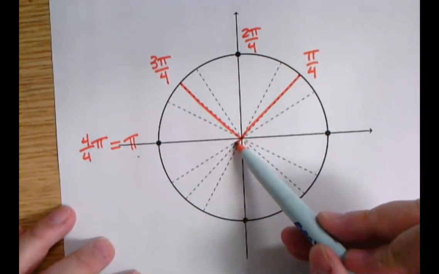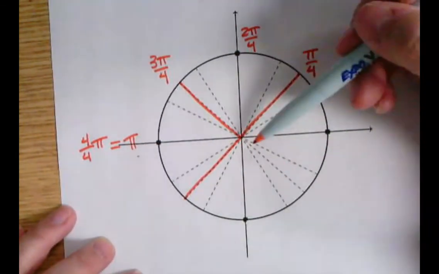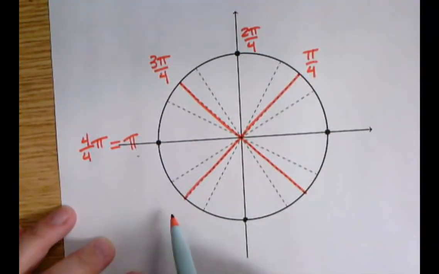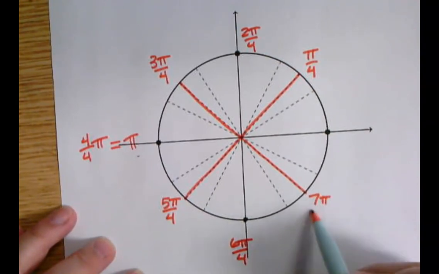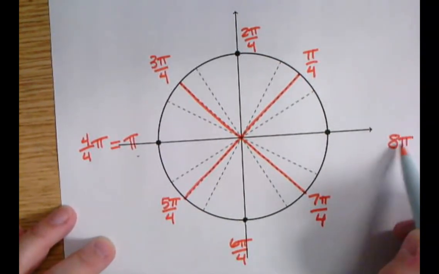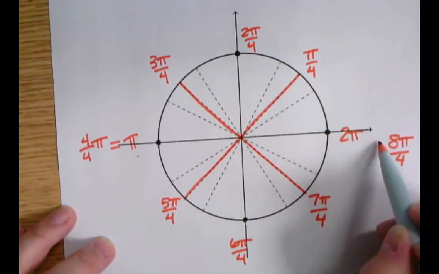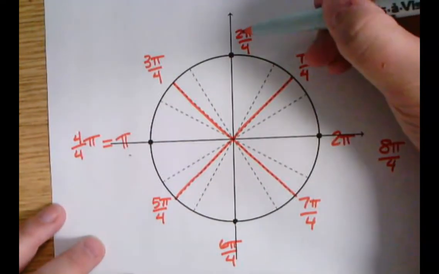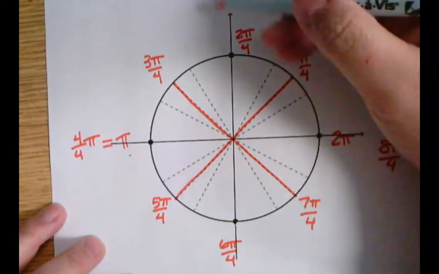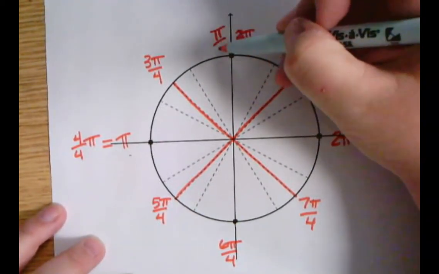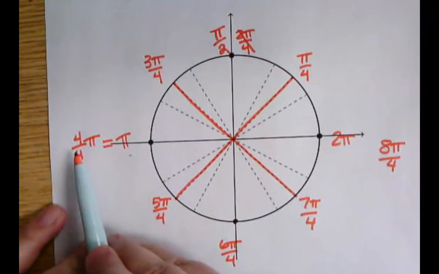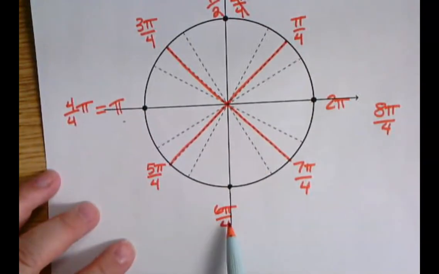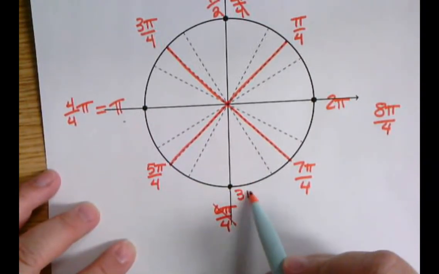I can keep going with the line that goes right down the middle through each quadrant and have 5/4, 6/4, and 7/4. And then back around here, I've got 8/4, which is the same as 2 pi. Now let's reduce these other ones. 2 pi over 4, 2/4 is the same as 1/2. So pi over 2 is 90 degrees. We already said 4/4 is the same as 1. 6/4 is the same as 3 over 2.